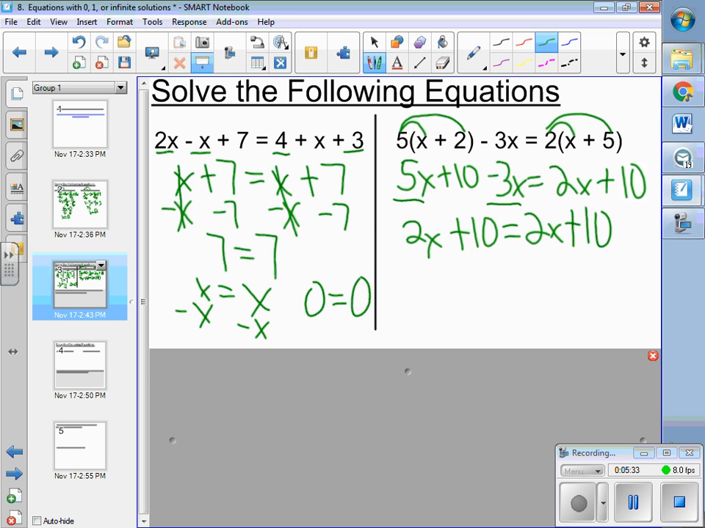So let's start with the constants first. Let's get rid of those. So we're going to do minus 10, minus 10. It's going to cancel both of those out. We're going to be left with 2x equals 2x.